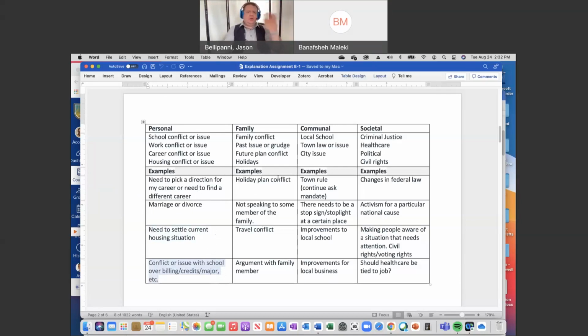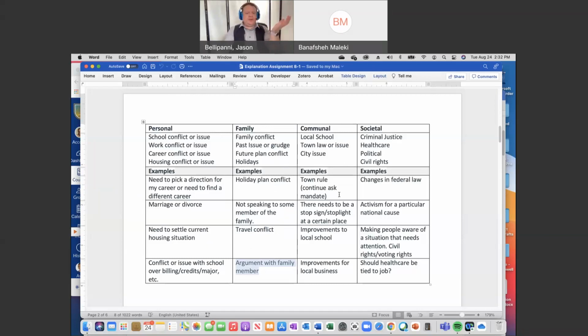So there's going to be a conflict or a discussion that needs to happen over where a holiday is going to take place. Some people have a member of the family who's not talking to another member of the family, and they're going to see them. And so they create a plan for how to help this situation. And again, you're using your argument skills or your persuasion skills. That's the idea. Traveling, conflict, argument with a family member. So these are all very personal and family.